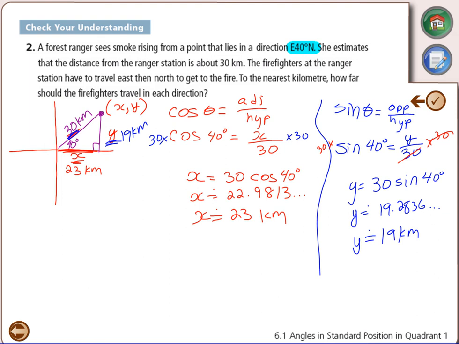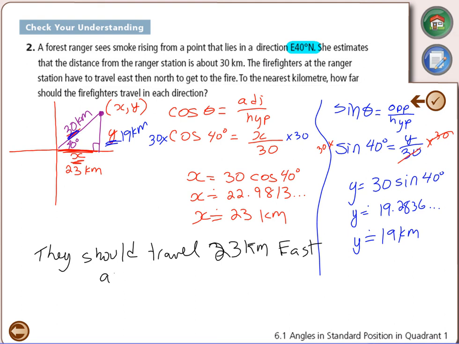So how far should they travel? It's a written question, so we should put it into a written answer. They should travel 23 kilometers east and 19 kilometers north. And then go fight that fire.